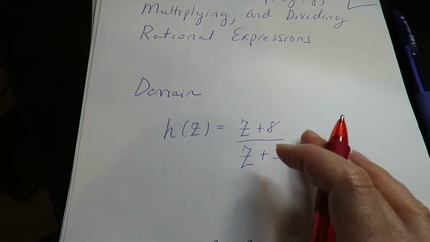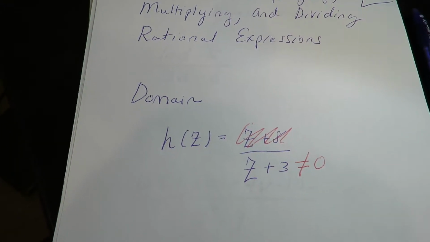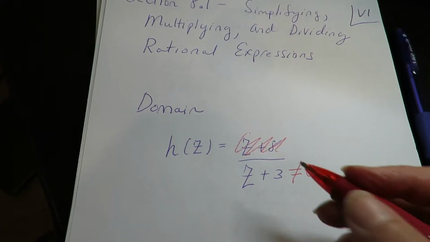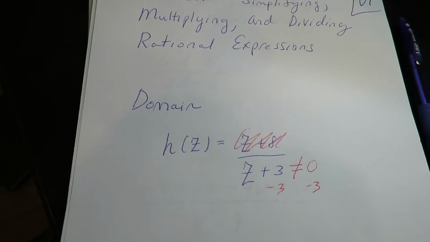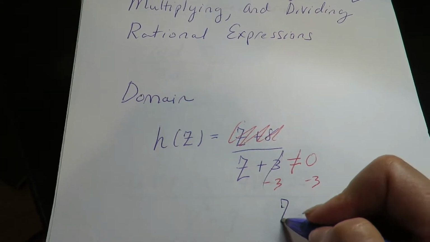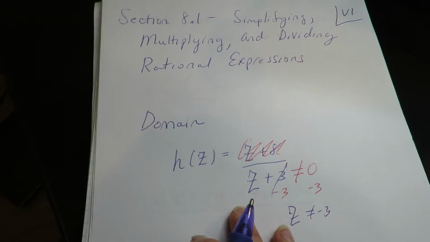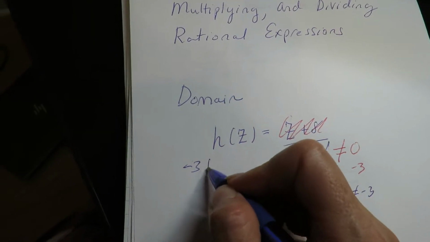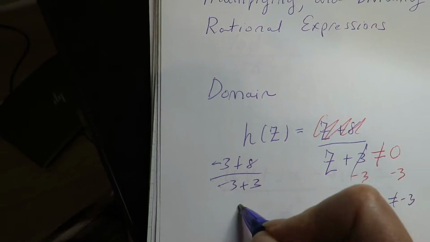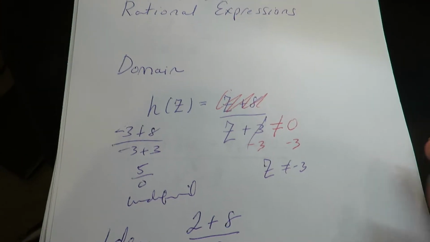When you're doing the domain, again, it doesn't have anything to do with the numerator. You just want to figure out where the denominator is equal to 0, right? Because it can't be that. It's not allowed to be that. So z here can't be -3. If it's -3, you're going to be dividing by 0, right? If you put in -3 in this problem, you're going to get 5 over 0, which is undefined, right? So that's why it's a domain restriction.